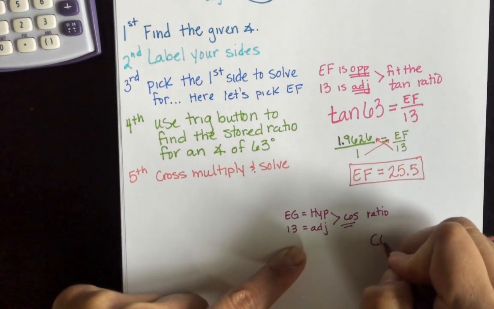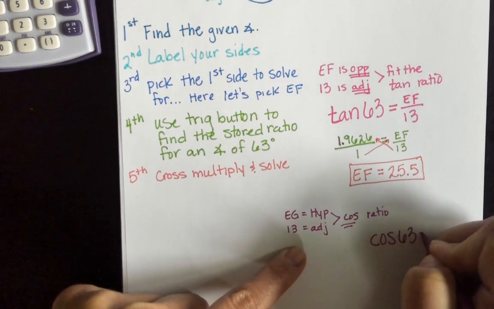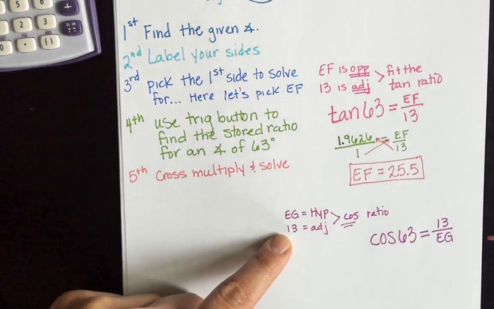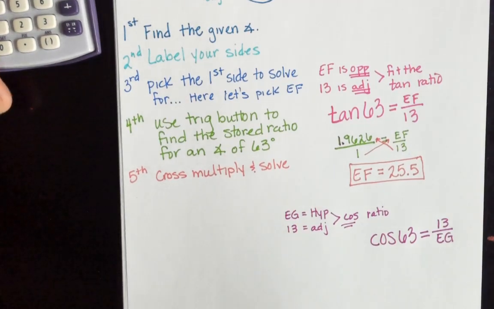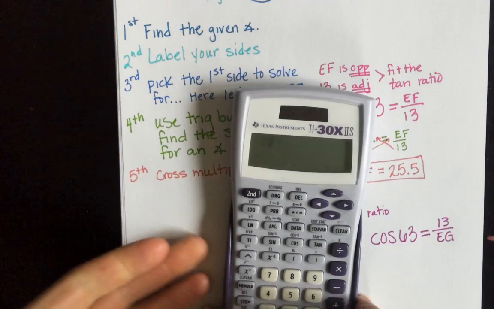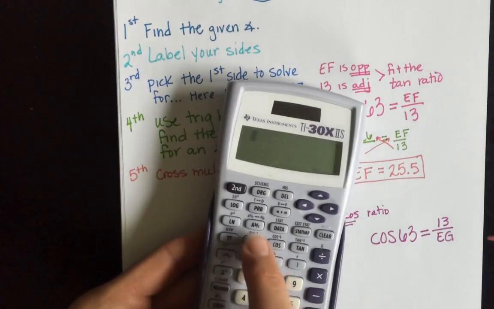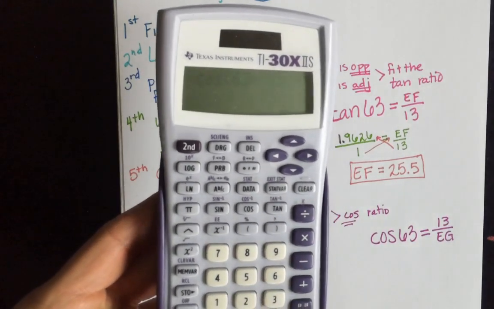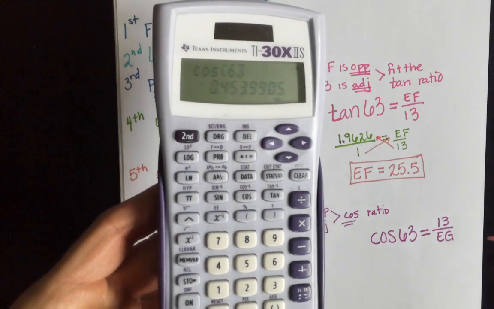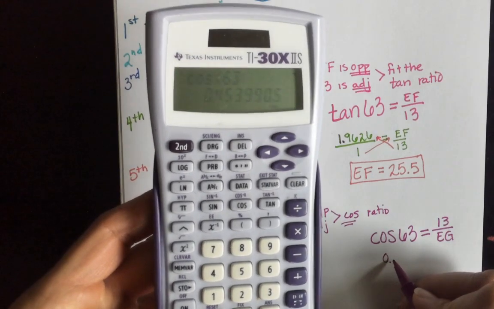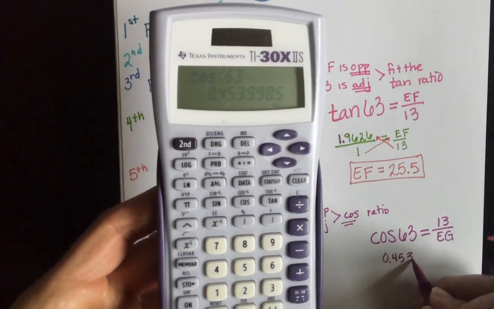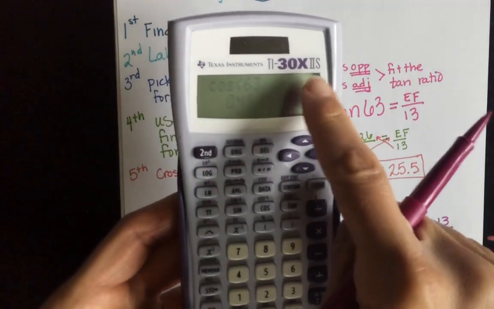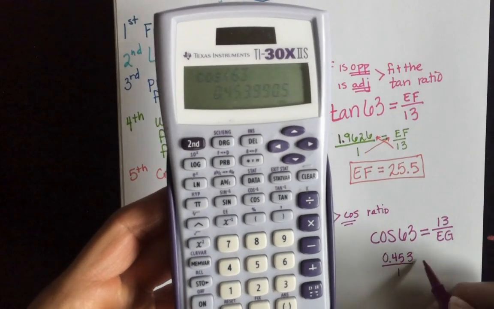And so I'm going to write cosine of 63 equals adjacent over hypotenuse. And the only difference now is when I go to my calculator, I'm going to plug in cosine instead of tangent, 63, enter, and it will tell me it's that decimal. So 0.453, and I know there's 2 9s and a 0 and a 5. I'm not going to clear my calculator screen, so I'm just going to write that much to keep track of my work.